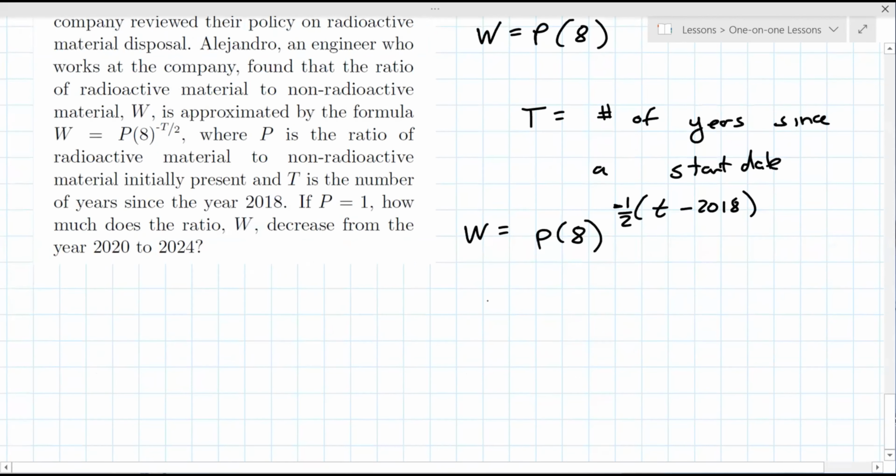If T equals 2018, what does this whole thing equal? You might say that looks really complicated. Well, when this goes in here, this becomes 0. Any number times 0 is 0. And 8 to the 0 is 1. So this whole thing becomes P.